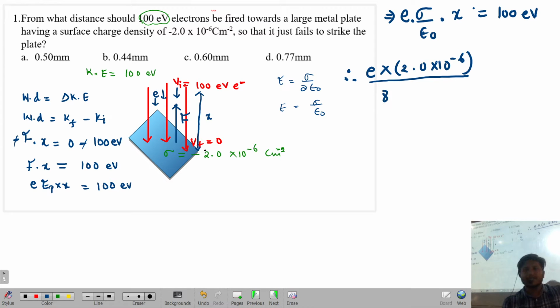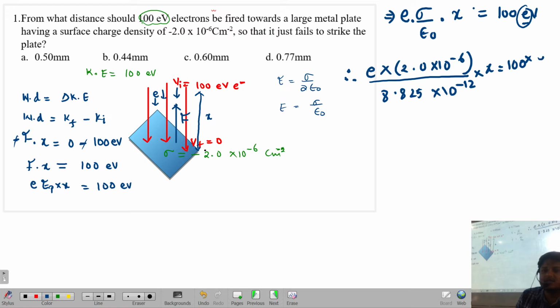Now epsilon naught is what? 8.825 into 10 to the power of minus 12. Epsilon naught into 10 to the power of minus 12 into distance x, that is equal to what? 100 e electron volt; I can convert it to volts, yes or no? Now look over here. What is the value of e? It is similar to e. 1.6 into 10 to the power of minus 19 coulomb. So e and e will get cancelled.